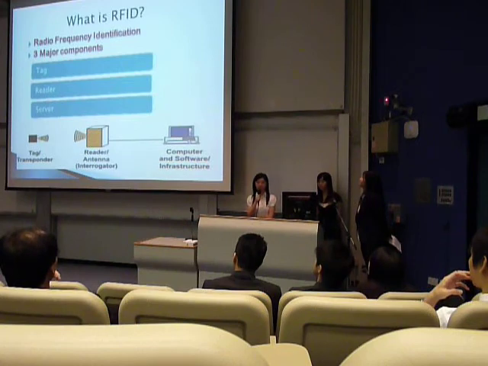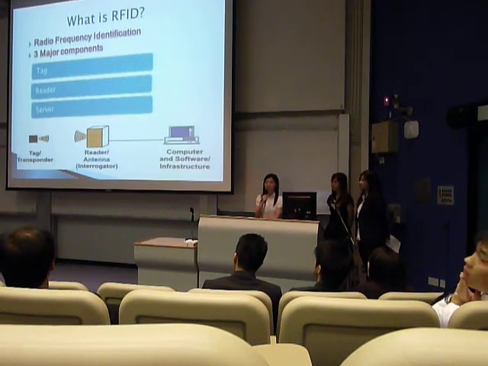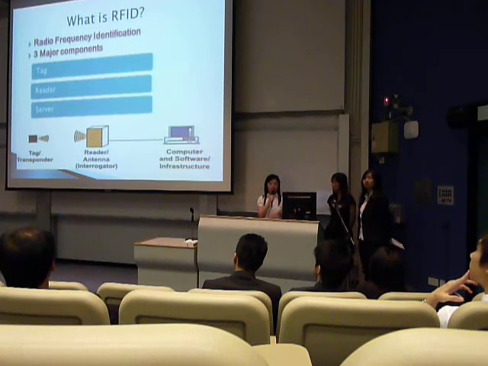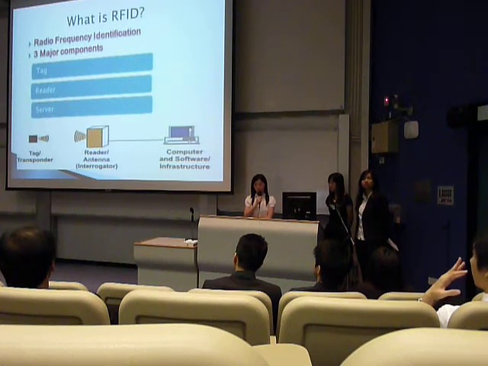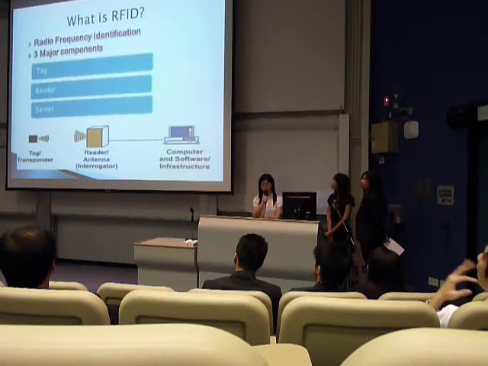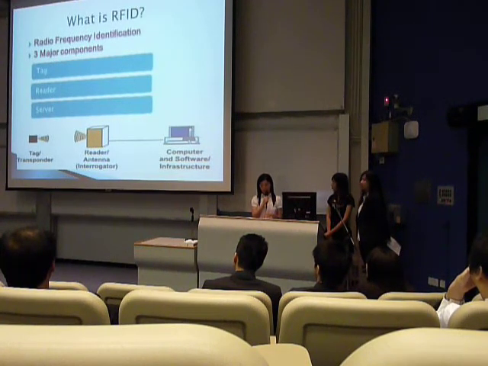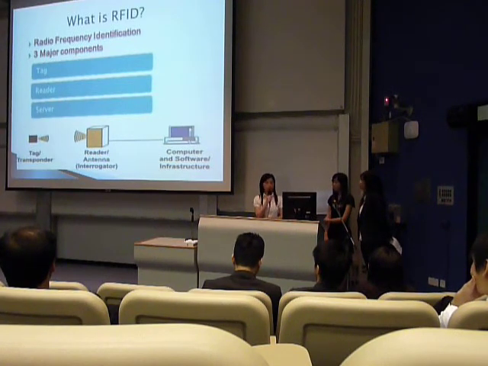So what is RFID? RFID is radio frequency identification. It consists of three main components, that is tag, reader, and the computer. So the RFID uses radio waves to exchange data. The data will be exchanged between the tag and also the reader. The main purpose for using RFID is identification and also tracking.